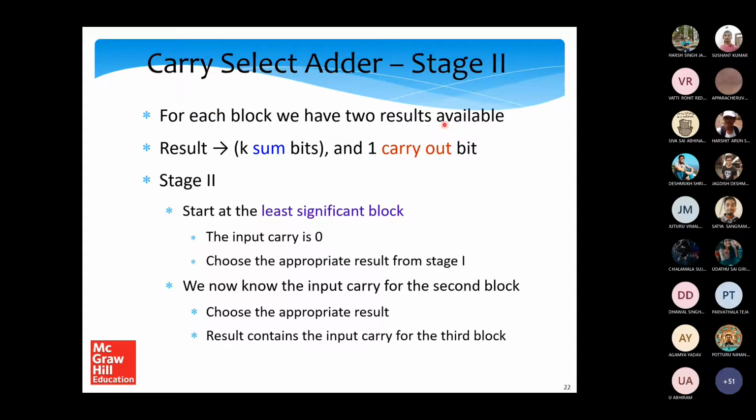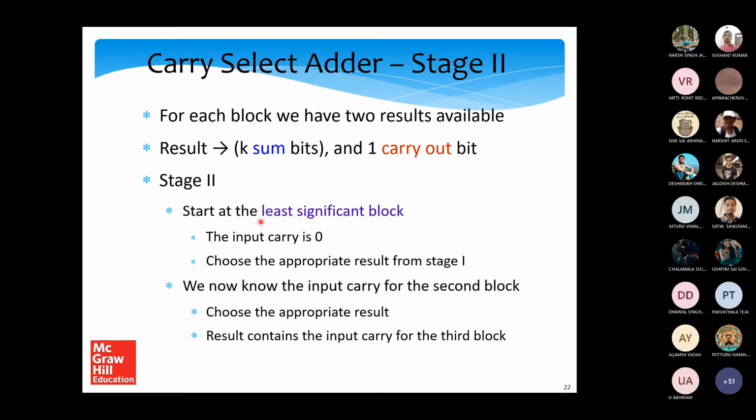for each block we have two results available: k sum bits and one carry out bit. Now this carry out bit you do not know. You only know that carry out bit when the sum is available. Now the sum is available after k amount of time, because that is the time a ripple carry adder takes to add k-bit numbers.